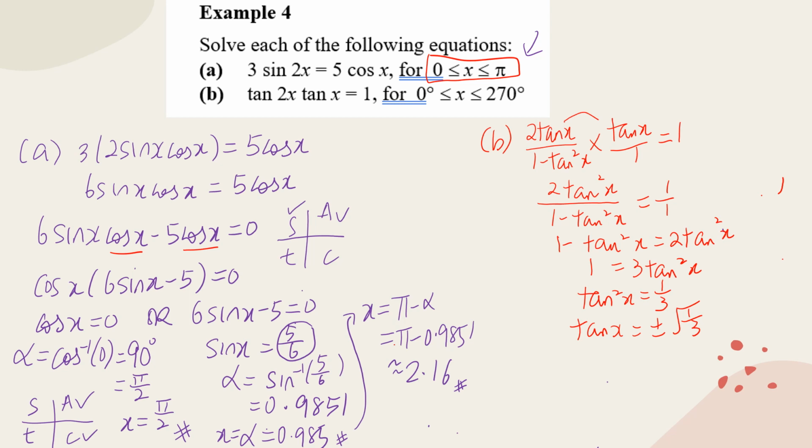What is the next step that we do? Yes, find alpha. Alpha is an acute angle, so we take tangent inverse of a positive value, which is square root of 1 over 3. Because the answer required is in degrees, remember to change the mode in your calculator back to DEG, back to degree. So shift tangent inverse, square root of 1 divided by 3, and you will get 30 degrees.